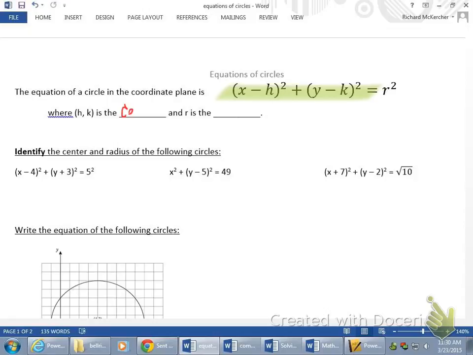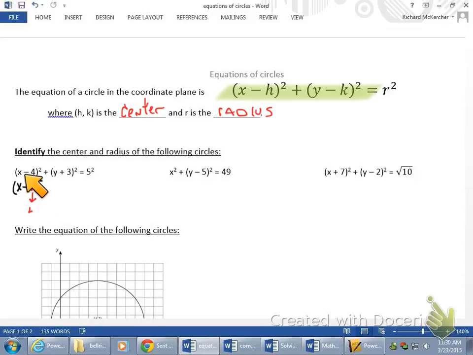So we know that the h and k are going to represent the center. And then r, of course, always stands for radius in a circle. A couple examples to look at down here. I want you to identify the center and the radius of these. So I'm going to write it out.